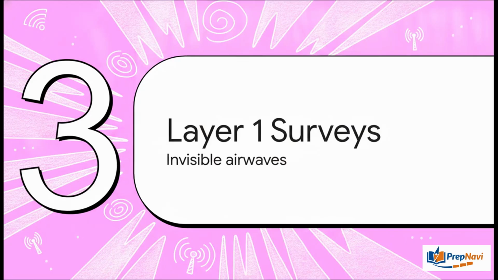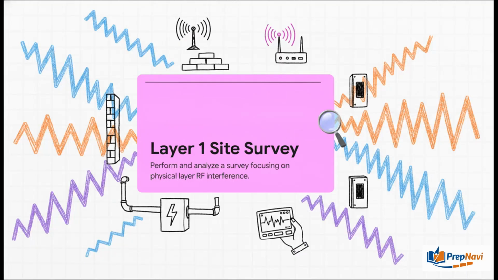Let's shift gears to Section 3, Mastering Layer 1 surveys. A Layer 1 survey is your go-to immediate answer for any scenario involving raw RF interference that's disrupting your physical environment.